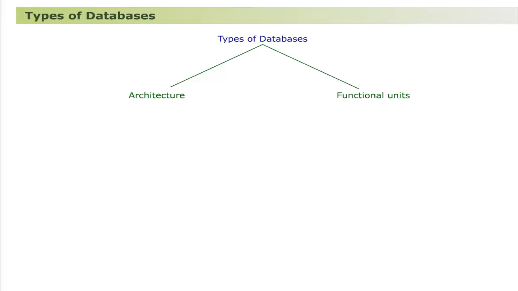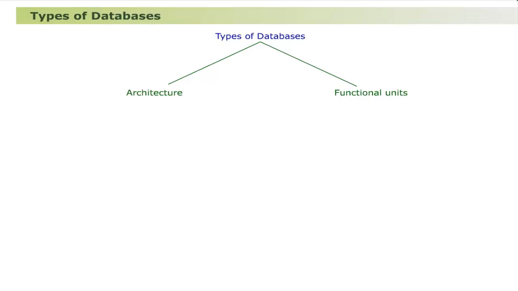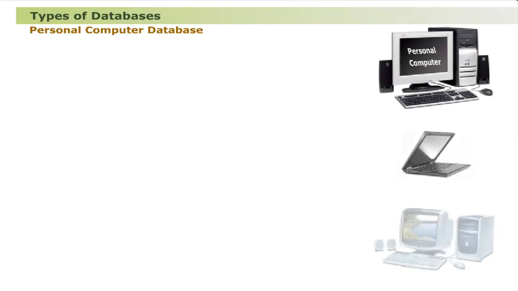Types of databases. The databases are classified broadly into two groups. These are: number 1, according to architecture, number 2, according to functional units. Let us discuss each one in more detail. According to first classification, there are further subtypes of databases. Personal computer database. This type of database is developed on personal computers.